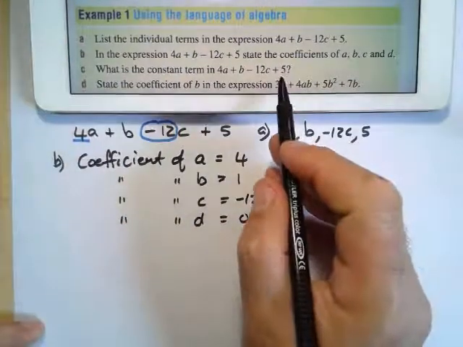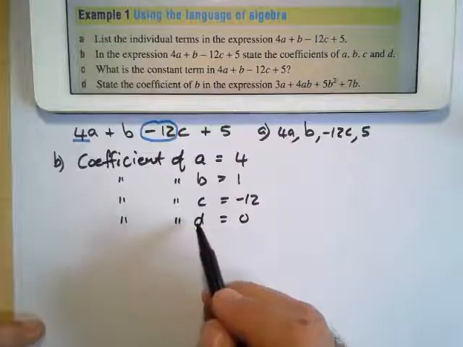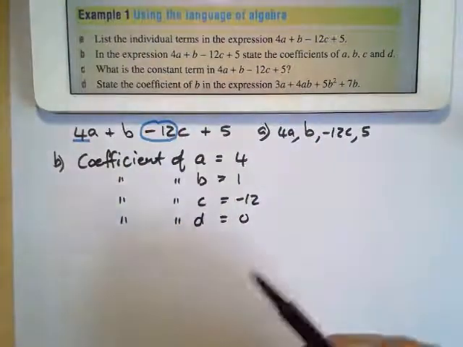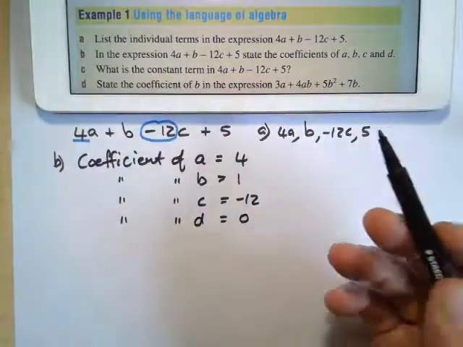We can't say it's 5 because the coefficient of D is in front of a number. And if you can't see D, it means there's none of them. Otherwise, there would have been plus some D's.